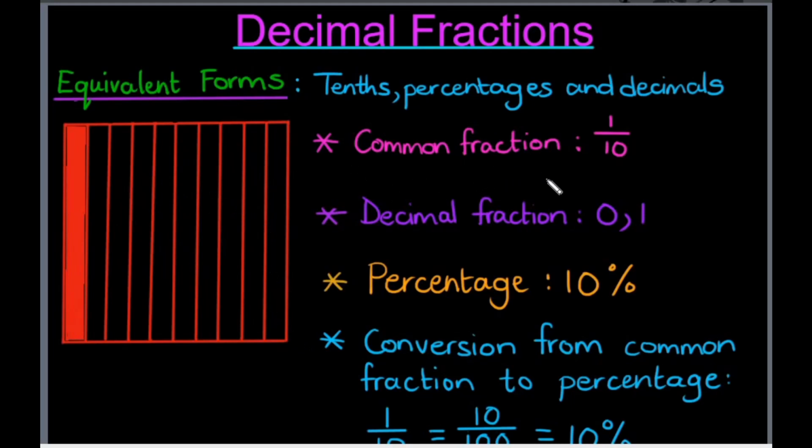We write them in the following ways. We write them as a common fraction, which is 1/10. We write them as a decimal fraction, which is 0,1. And a percentage of a tenth is 10%.